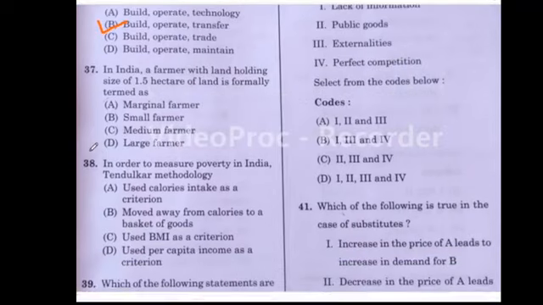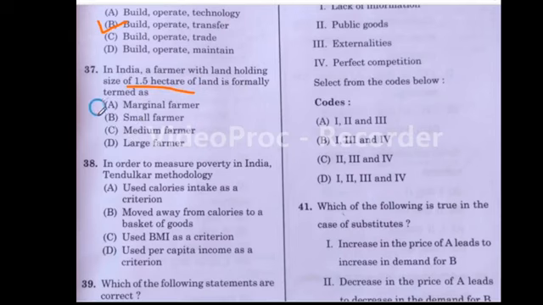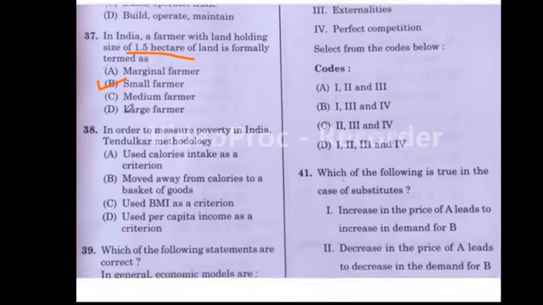Question number 37. In India, a farmer with a land holding size of 1.5 hectare of land is formally termed as marginal farmer, small farmer, medium farmer, large farmer. The right answer is option B, small farmer.